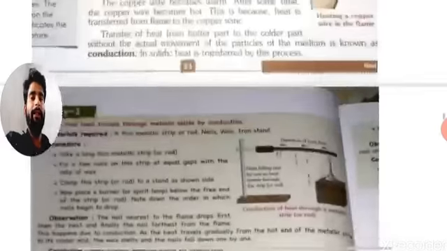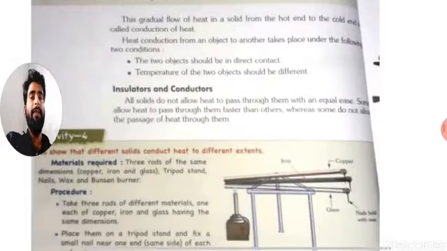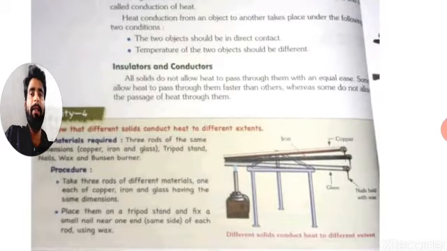Then after that we'll see insulators and conductors. What are insulators? Materials which do not allow heat to pass through them are known as insulators. And conductors are materials which allow heat to pass through them. That means heat can pass through conductors, but it cannot pass through insulators.